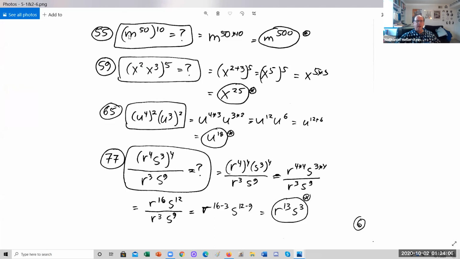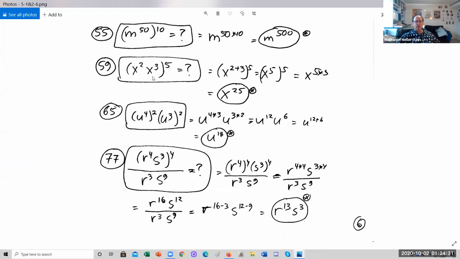All right. M to the 50th to the 10th power. Now this is not m to the 50th times m to the 10th. It's m to the 50th itself to the 10th. And with iterated powers, we multiply the powers. M to the 50 times 10, it's m to the 500. Here we have a power of a product of powers.